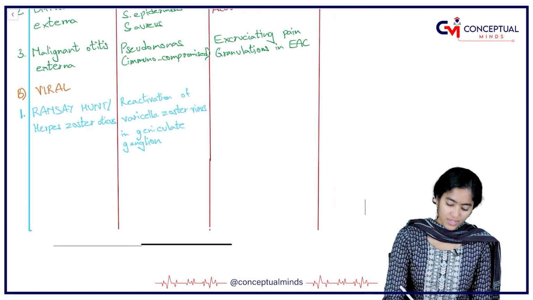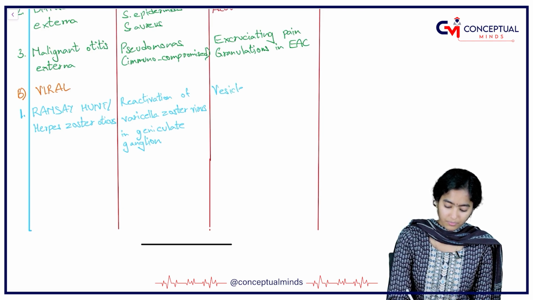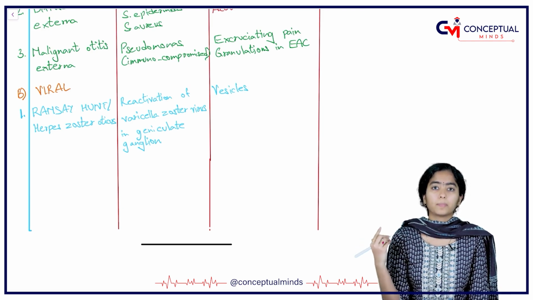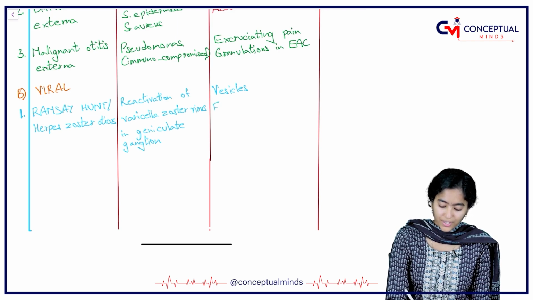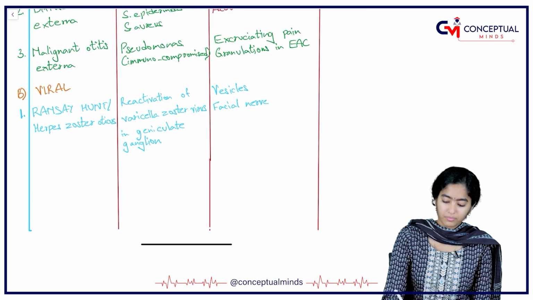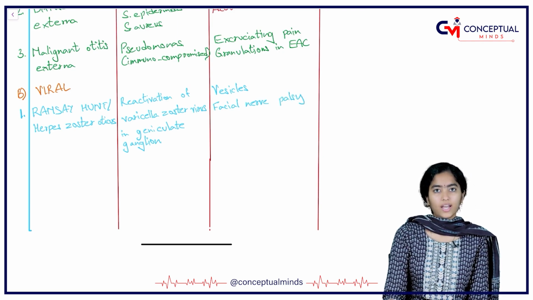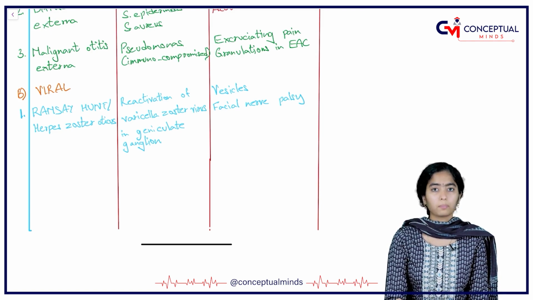The clinical features are vesicles seen all along the course, in the external auditory canal, in the pinna, soft palate, and everywhere else. Facial nerve palsy is also seen. Vesicles are seen, facial nerve palsy is seen, and the vesicles are painful, of course.